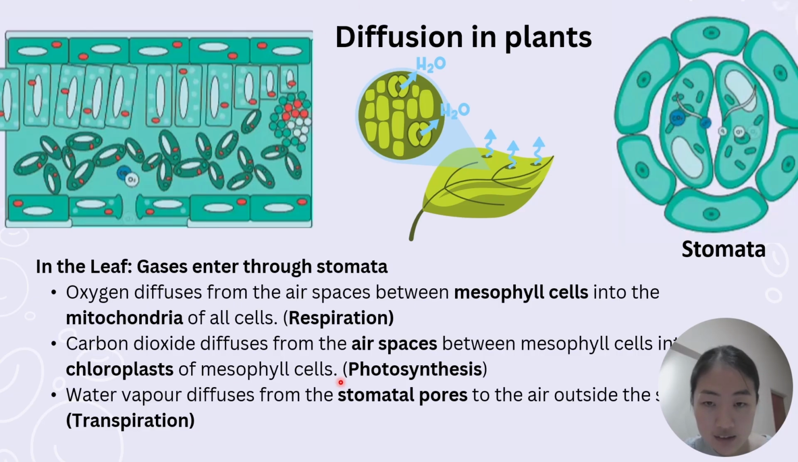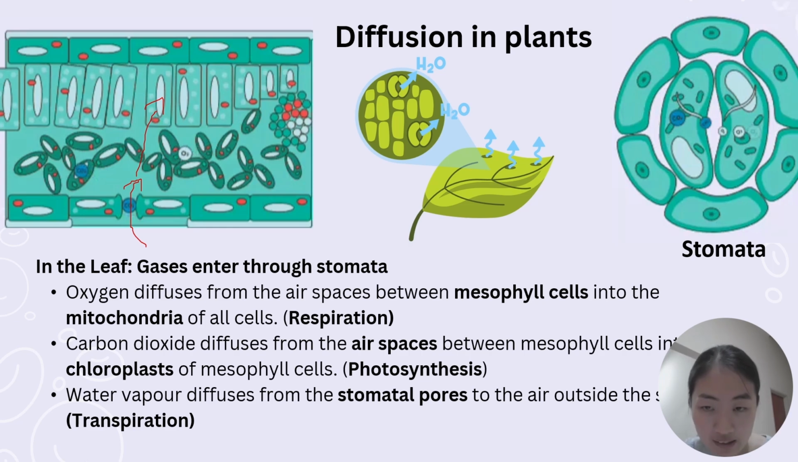During photosynthesis, it helps in carbon dioxide uptake. As the concentration of carbon dioxide is higher in the surrounding air than inside the leaf, the carbon dioxide will diffuse from outside into the airspace in the mesophyll cells through the stomata. Later, carbon dioxide will diffuse from the airspace between the mesophyll cells into the chloroplasts of the mesophyll cells during photosynthesis.